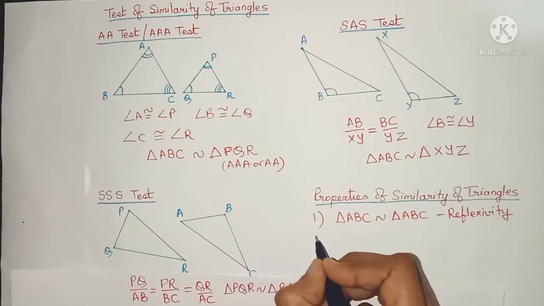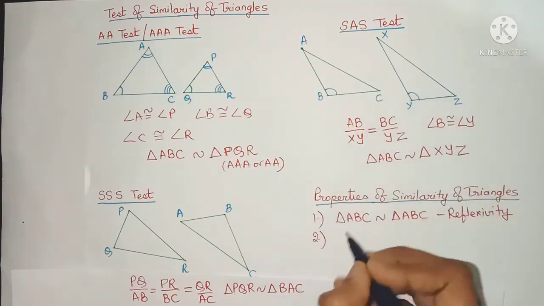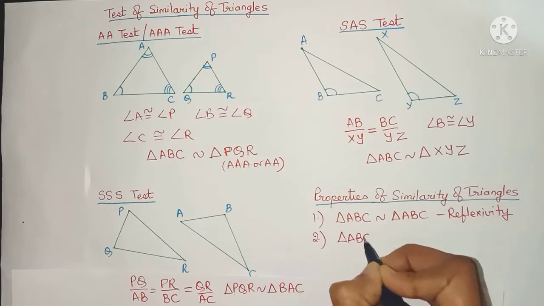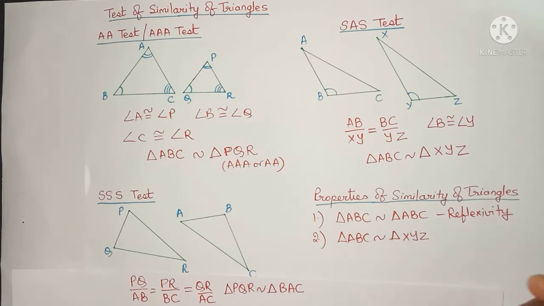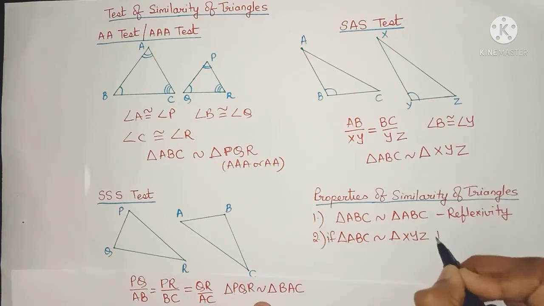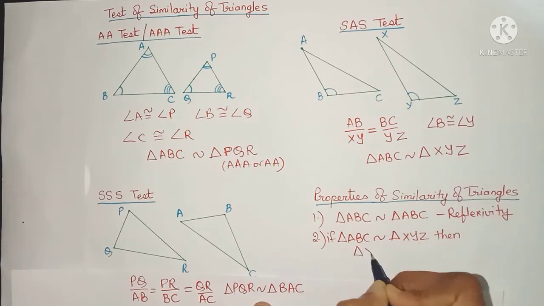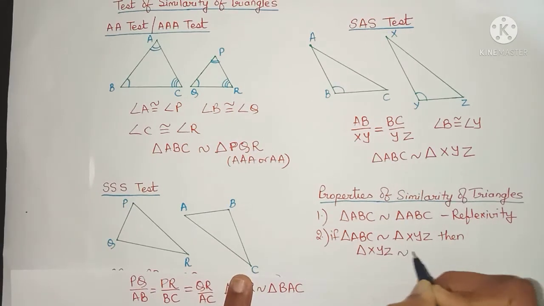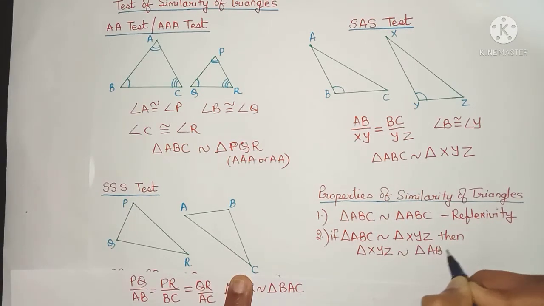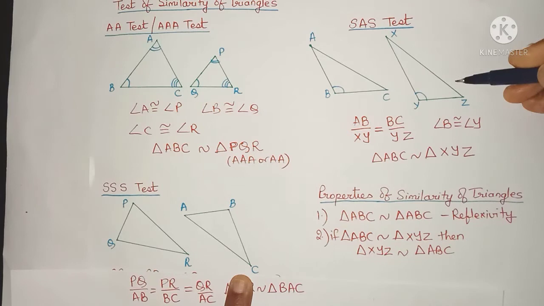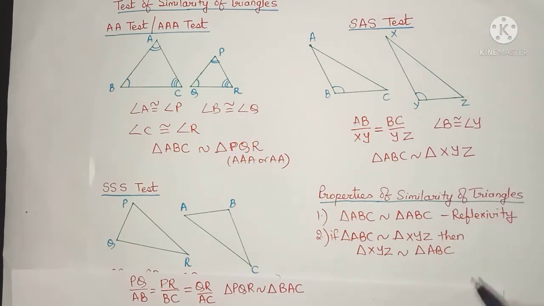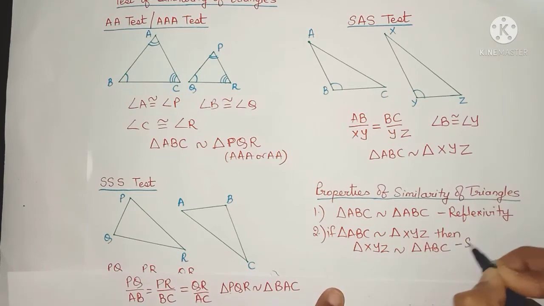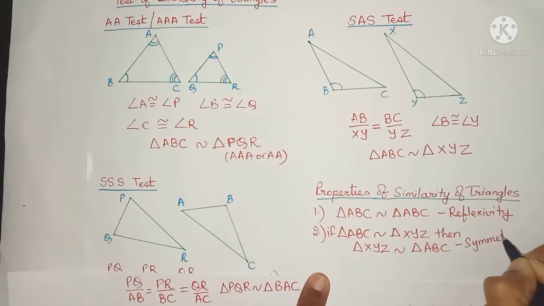The next property is that if I have two triangles, say triangle ABC, which is similar to triangle XYZ, then I can say that triangle XYZ is also similar to triangle ABC. So if ABC is similar to XYZ, definitely XYZ will also be similar to ABC. So friends, this property is known as the symmetry property.